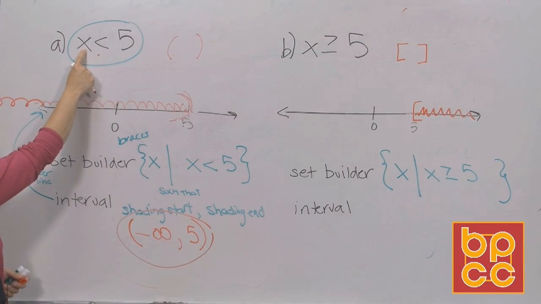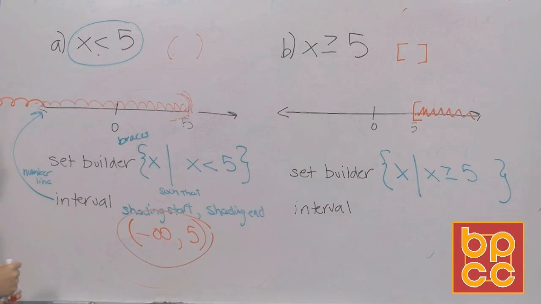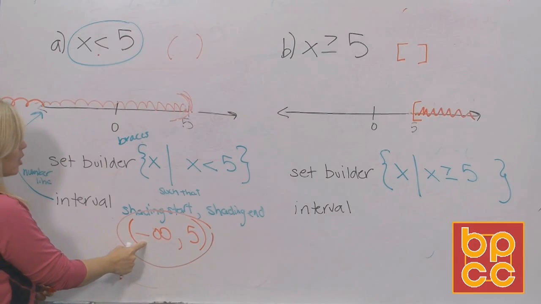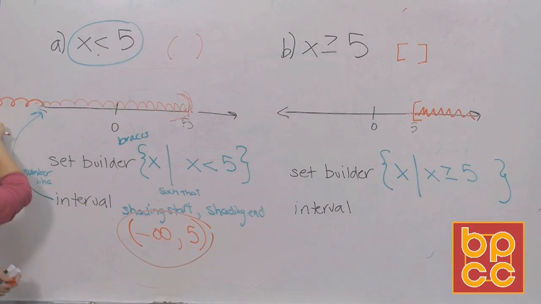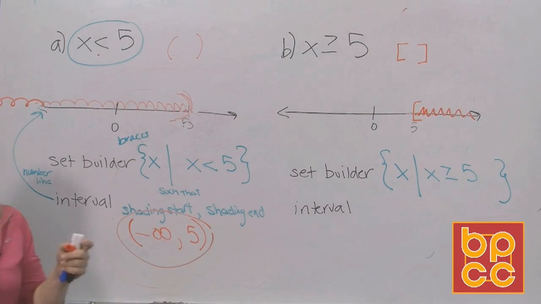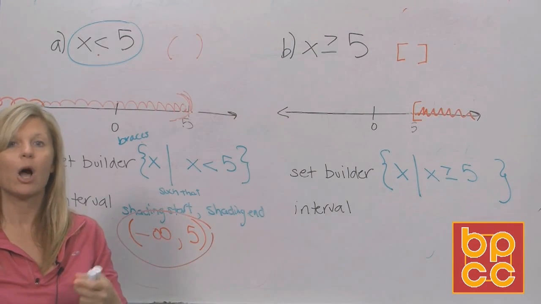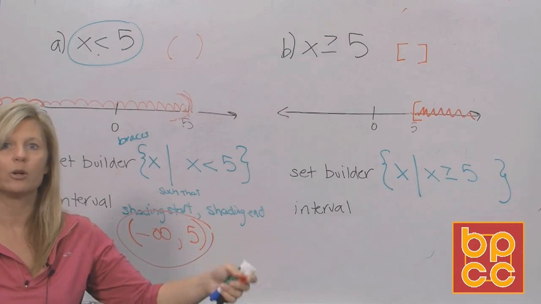This, guys, means the same thing as this. This says I colored in all the numbers less than 5. This says I colored all the numbers on the left, negative infinity, and I colored up to 5. So that's the hardest part about this whole chapter, understanding what notation they want the answer in.